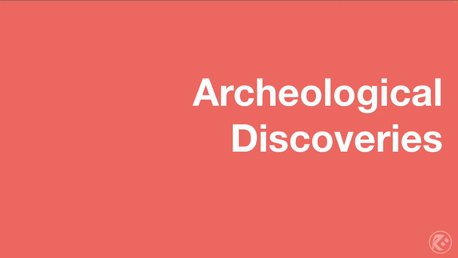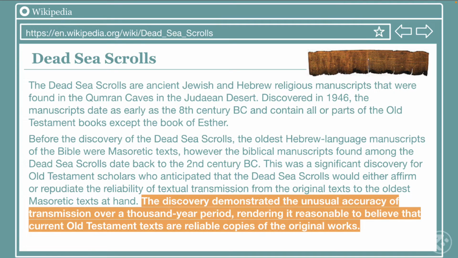Okay, now we'll prove more in a little bit, but just to lay the foundation: once we found the Dead Sea Scrolls, it demonstrated, and I'm going to quote here, "the unusual accuracy of the transmission over a 1,000-year period, rendering reasonable to believe that the current Old Testament texts are reliable copies of the original works." So the Dead Sea Scrolls proved that the Old Testament had not been changed over a really long period of time. Meaning that when they discovered these old texts, they compared them with the modern Bible, and they found that they all checked out. That the modern Old Testament was exactly a copy of the Dead Sea Scrolls.